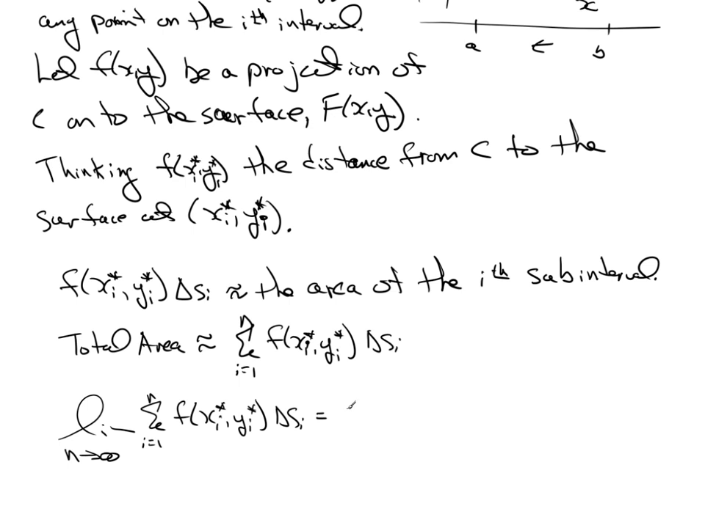This will give me the definition for the line integral of little f along C. So this is going to end up being the integral over the curve of f of x, y. That's my little f. Think of this as the projection of this curve onto the surface. ds. Of course, if the limit exists.